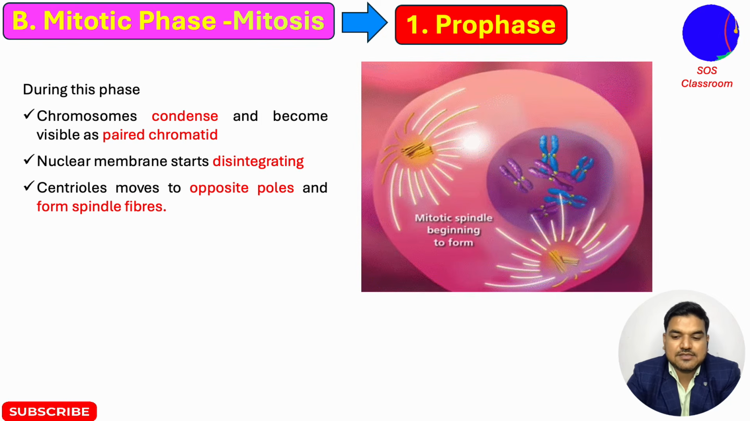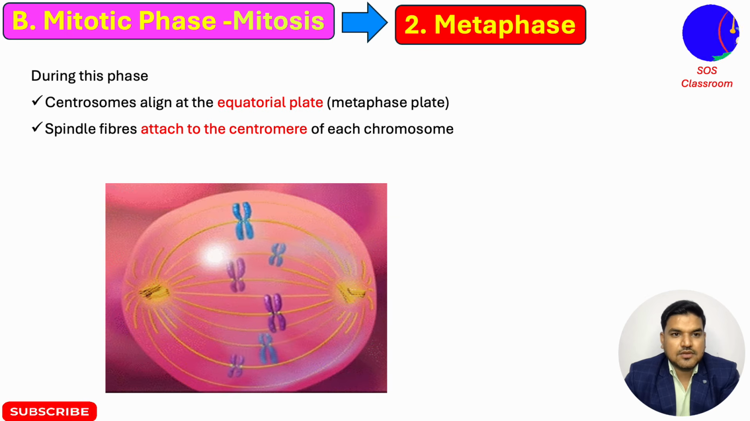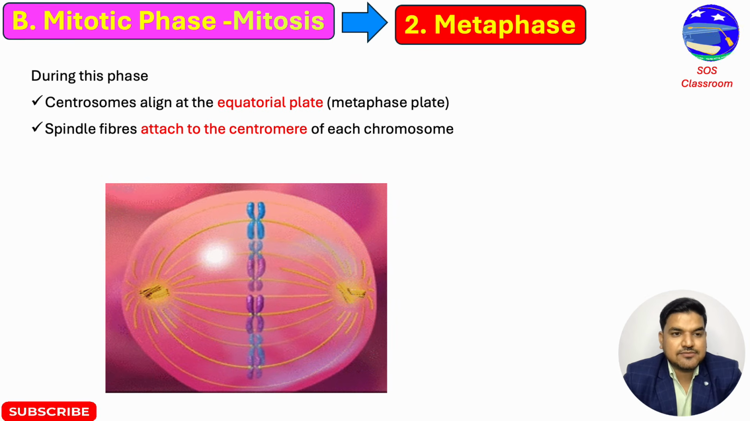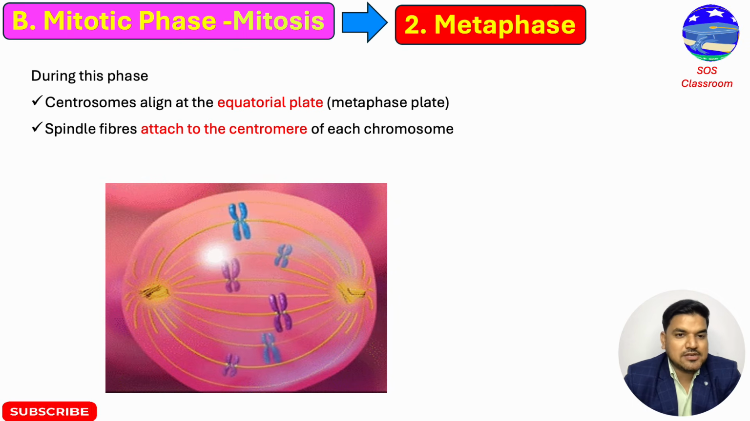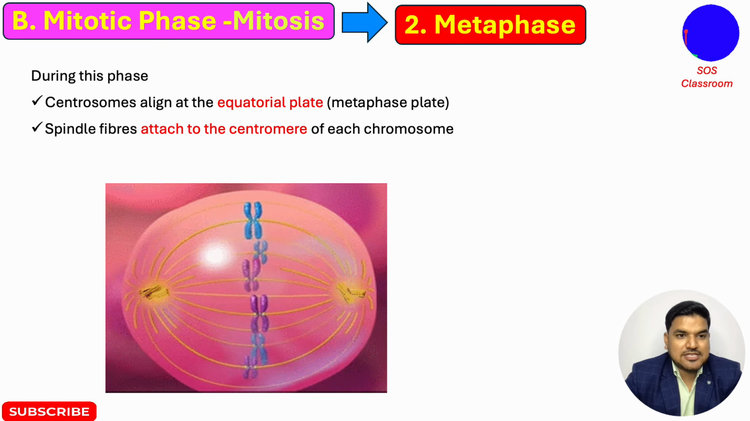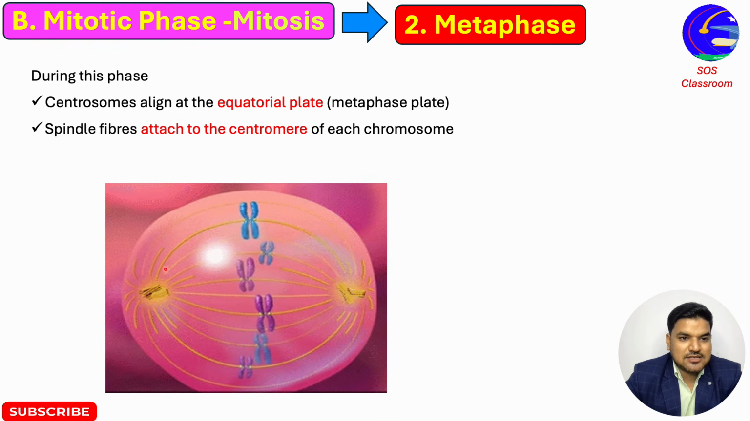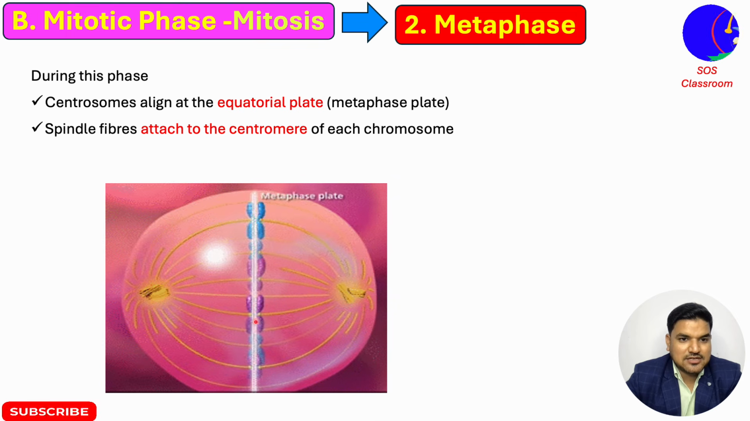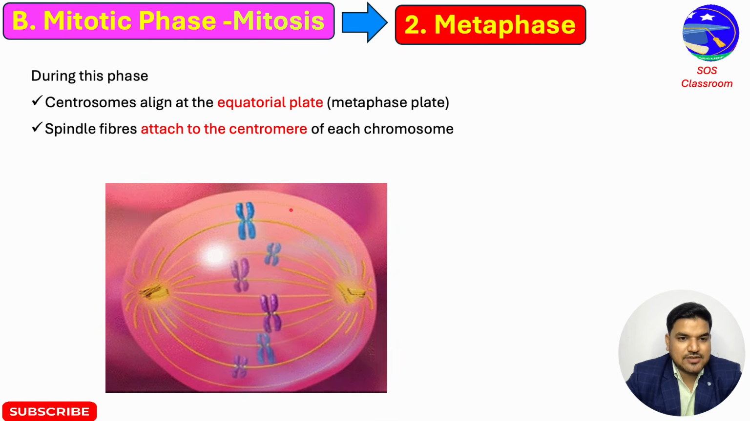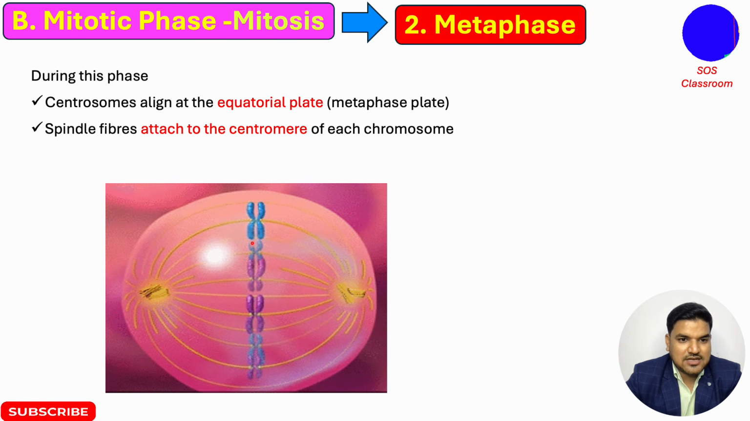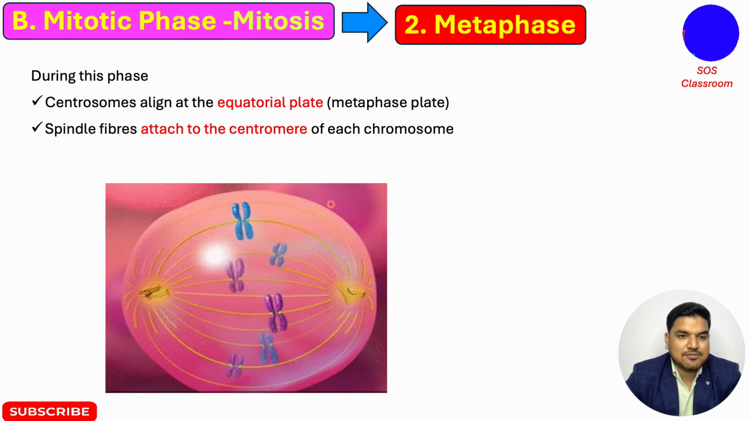Next, we start the metaphase. In the metaphase stage, what will happen? The chromosomes align at the equatorial plate. The equatorial plate is also called the metaphase plate. And spindle fibers attach to the centromere of each chromosome. For example, you can see these are the chromosomes. These are the spindle fibers attached to each chromosome. And the alignment at the center is called the metaphase plate. You can see this alignment at the center; this is called the metaphase plate or equatorial plate.